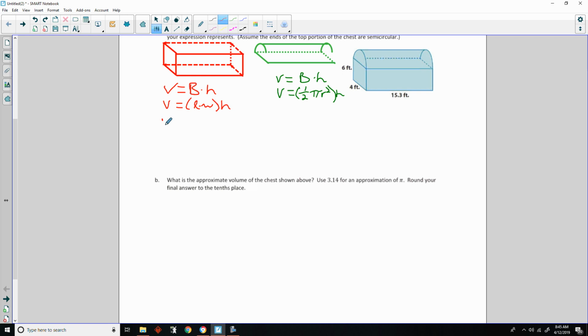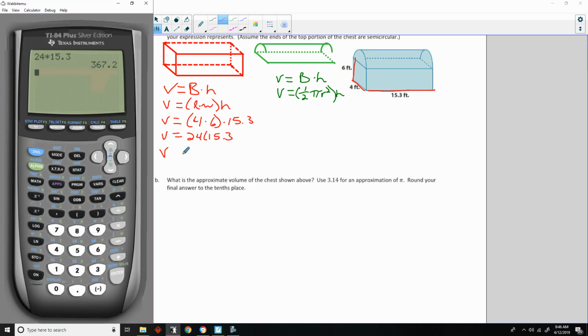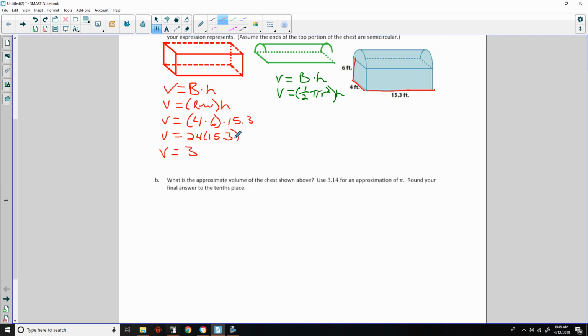So the volume is going to be of this length, of the base, length times width, which would be 4 times 6, and the height is this distance here of 15.3. Then I'm going to simplify this, and 6 times 4 is 24 times 15.3. So the volume of this portion is 367.2 feet cubed, or cubic feet, right? Feet to the third power. Let me just erase these now.